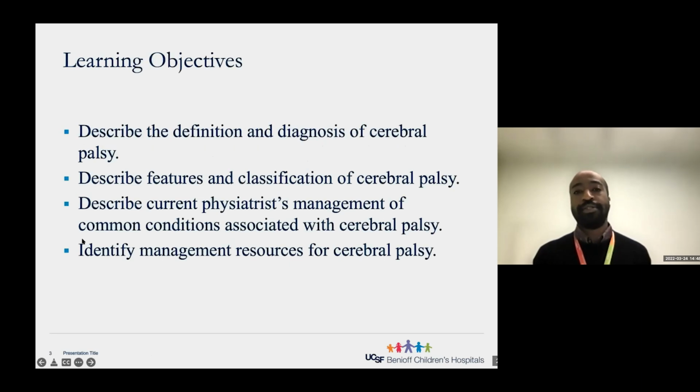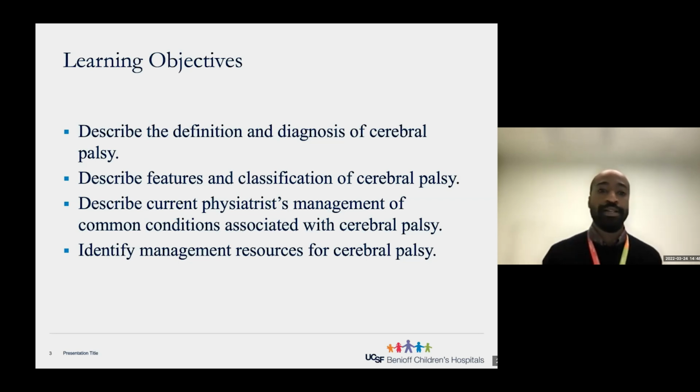Some learning objectives are to describe and define cerebral palsy, the diagnosis, the classification schemas, some ideas about current physiatrist management, and then identify some management resources for children with cerebral palsy.